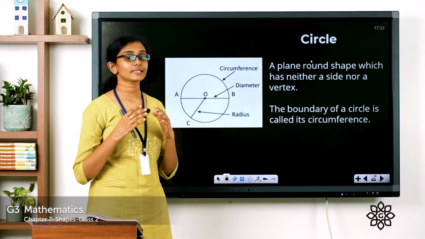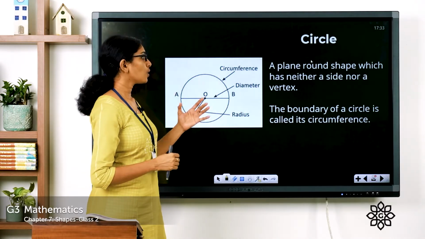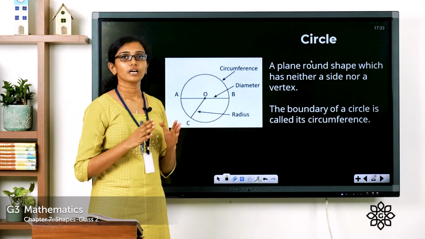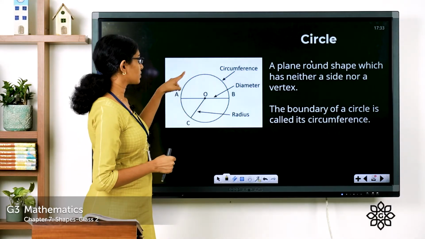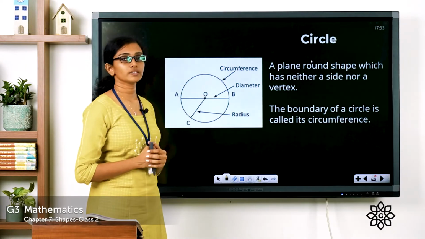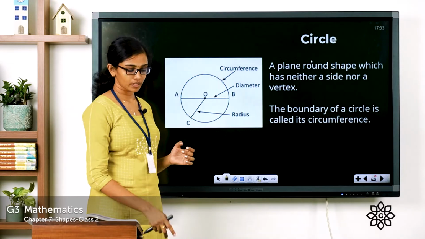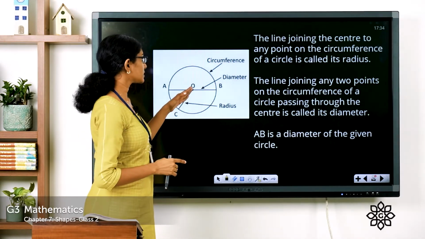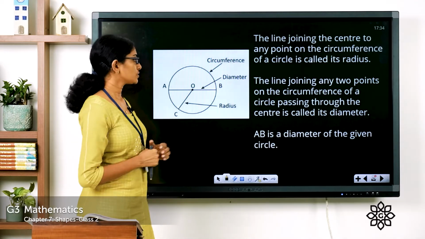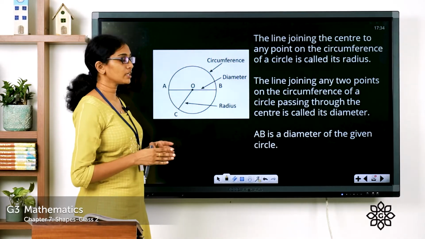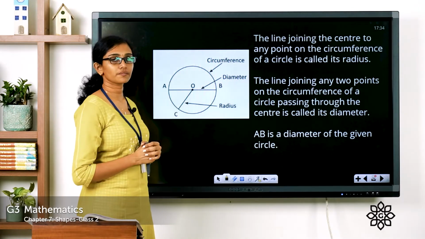Now, the circle. The circle is a plain round shape which has neither a side nor a vertex. And you can see a boundary of the circle. This boundary is called the circumference of the circle. And you see the center O marked here and the line joining the center O and a point on the circumference of the circle. You see this line OC, this is a line joining the center and a point C on the circumference of the circle.